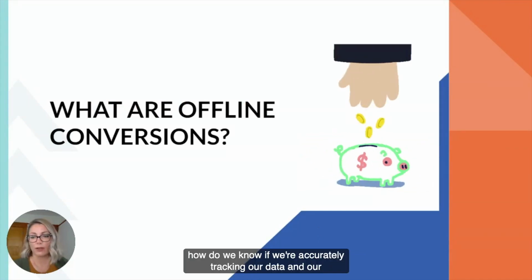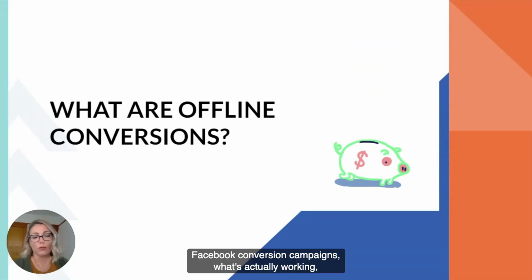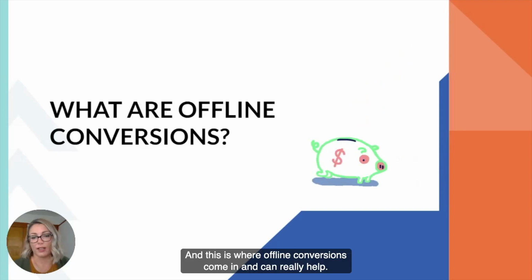So given all this, how do we know if we're accurately tracking our data in our Facebook conversion campaigns? What's actually working, what's actually converting? And this is where offline conversions come in and can really help.